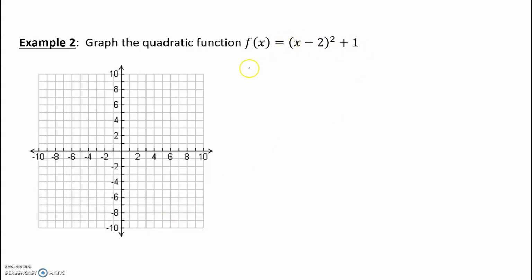So here our a is 1, so we're opening up. It's positive. My vertex is (h, k). So remember x minus h, so it'll be +2. And k is on the end. We'll do our y-intercept. Remember, you want your x coordinate to be 0, so we have y equals (0 minus 2) squared plus 1. So -2 squared is 4, plus 1 gets me y is 5. So there's my y-intercept.